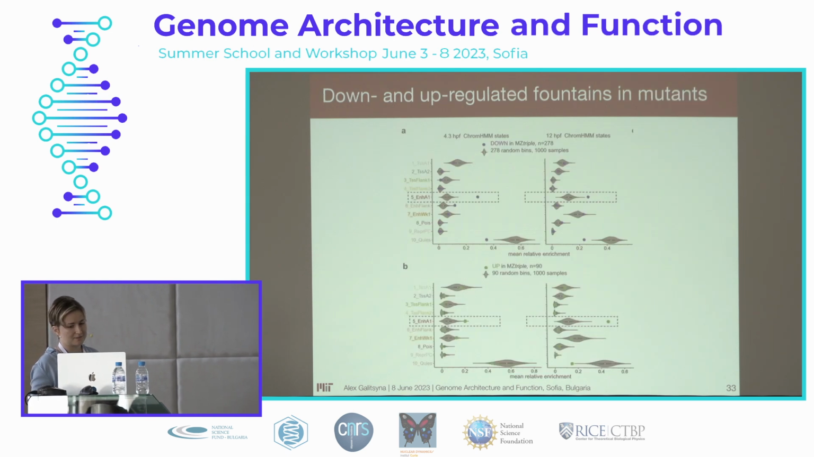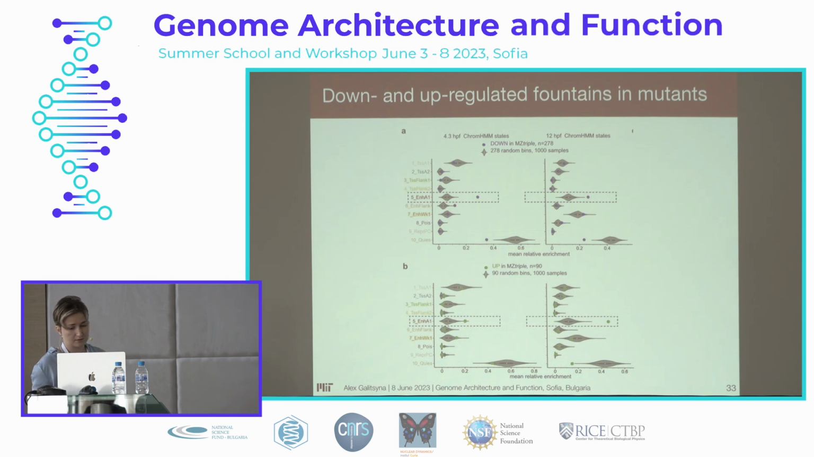However, it turns out that these upregulated regions are future enhancers. They're enhancers that are supposed to be activated at 11 hours post-fertilization, but they do that earlier in triple mutants, and we can detect that by the positioning of fountains and seeing that the fountains persist in mutant embryos.